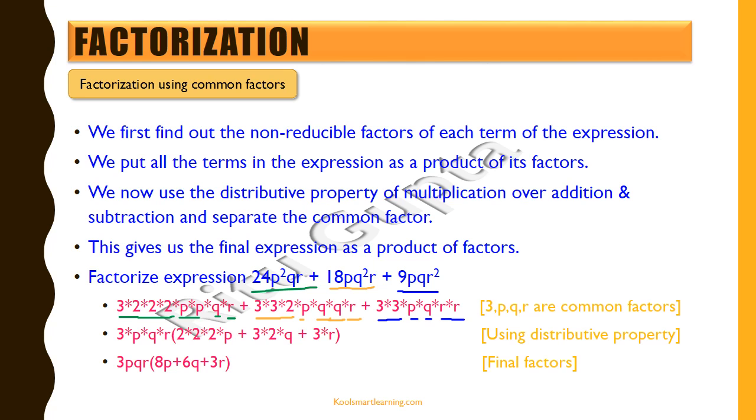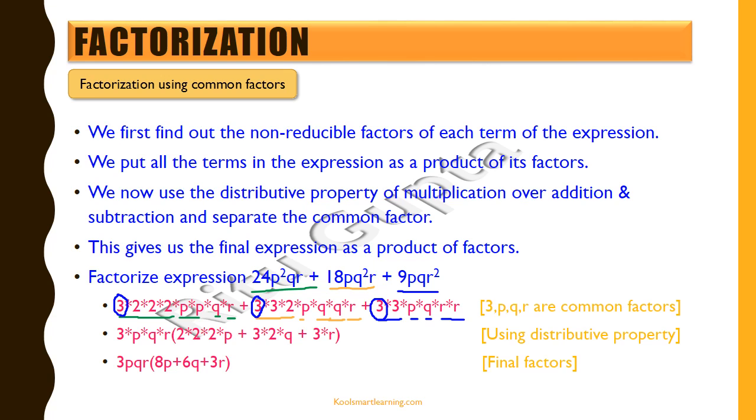Now, looking at these terms which are now products of their factors, we can see that 3 is a common factor in all of these terms. We also see that 2 is present in the first term and in the second term, but it is not present in the third term. So we cannot take 2 out as a common factor.